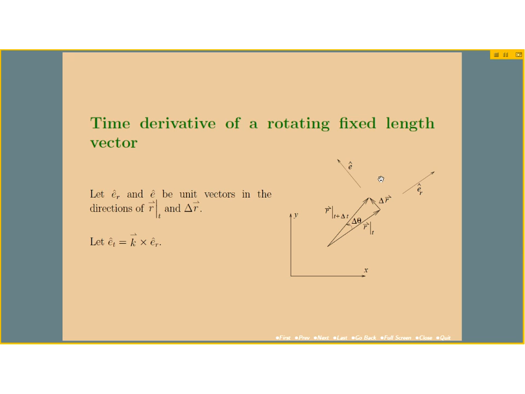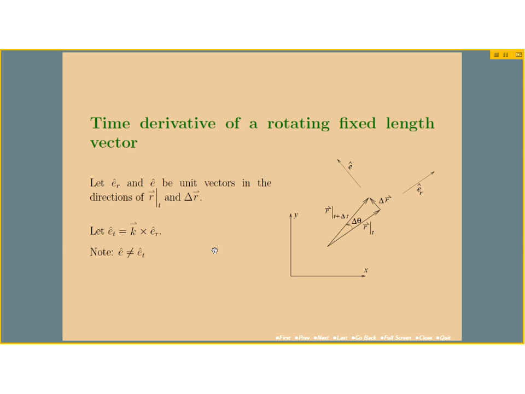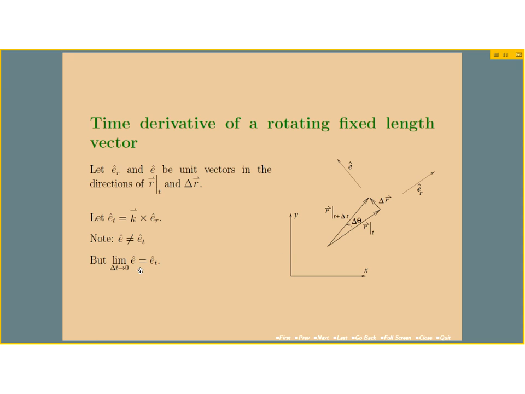So there's a small difference in direction between the vector E and the vector E sub t. However, in the limit, as delta t goes to 0, the direction of the unit vector E will approach that of the unit vector E sub t. In other words, as delta t goes to 0, this delta theta will also go to 0, and the more delta theta goes to 0, the closer delta r becomes to being normal to the vector r, and the closer the vector E will come to be in the same direction as the vector E sub t.